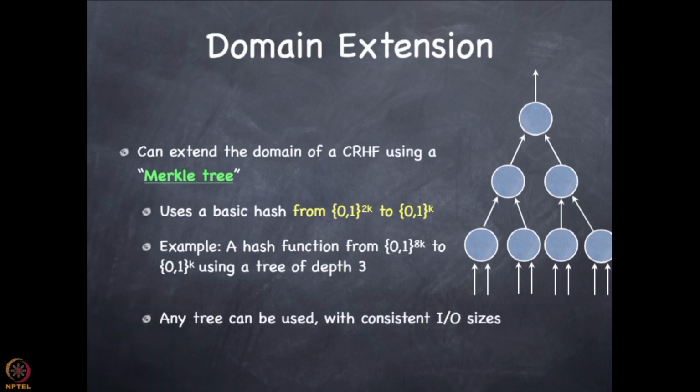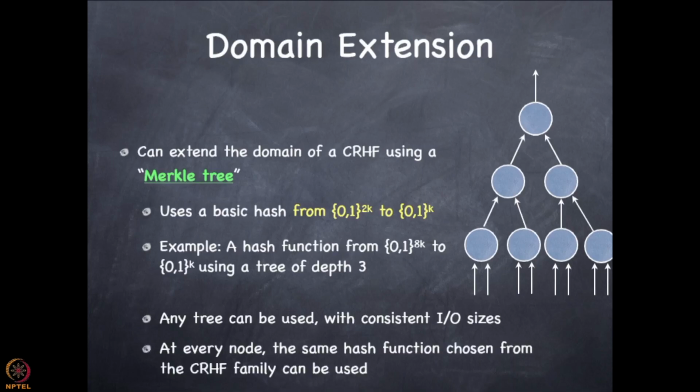All right. I made it look like a balanced binary tree. It doesn't have to be a balanced binary tree. It can be any binary tree. The input-output sizes just need to be consistent. It could even be not binary. If I had a hash function that was, say, compressing by 3, it would be natural to use a ternary tree. Okay, and to describe this new hash function, I just need to describe a single hash function from the original family, and I'll need to use that everywhere. Right? Every node will use the same hash function.